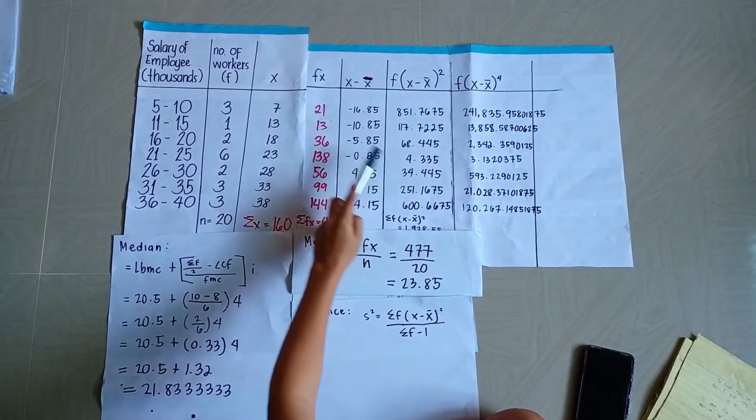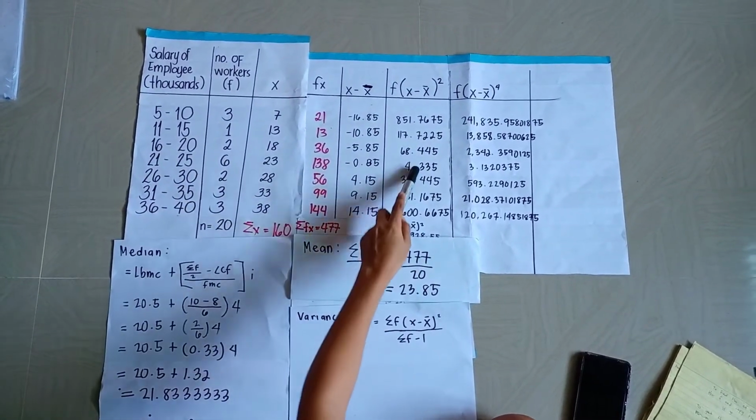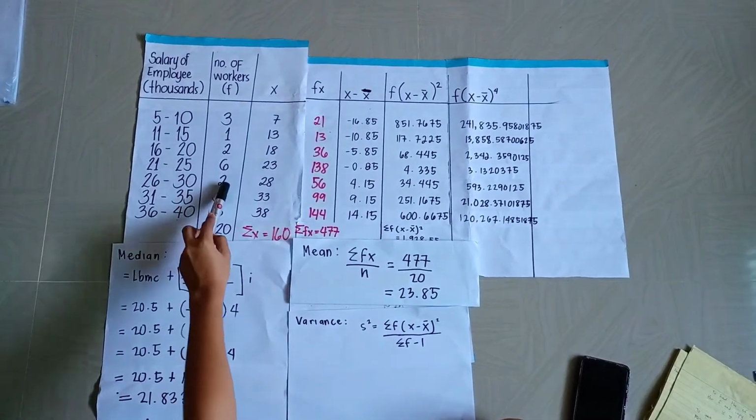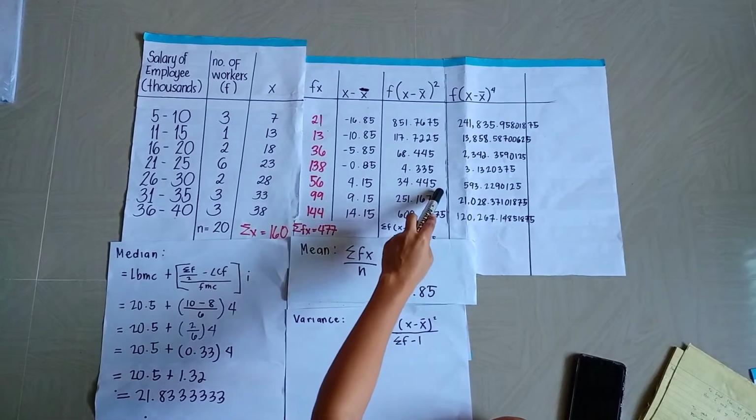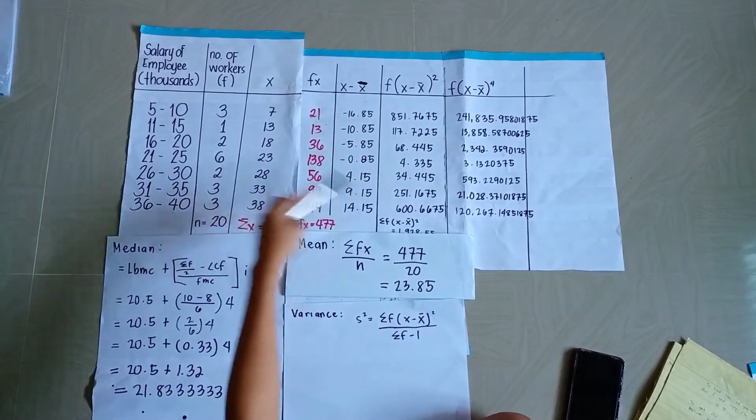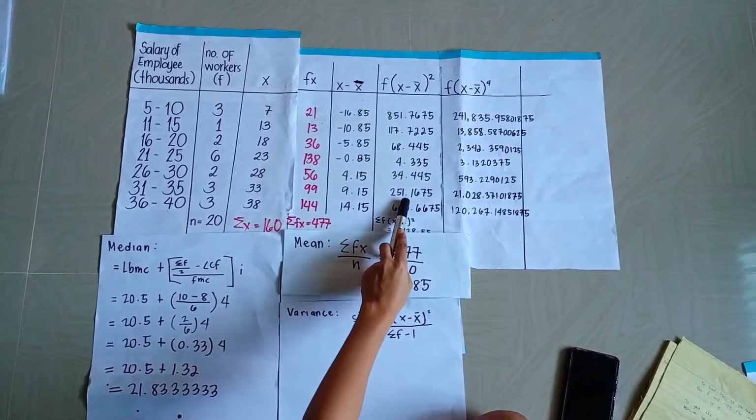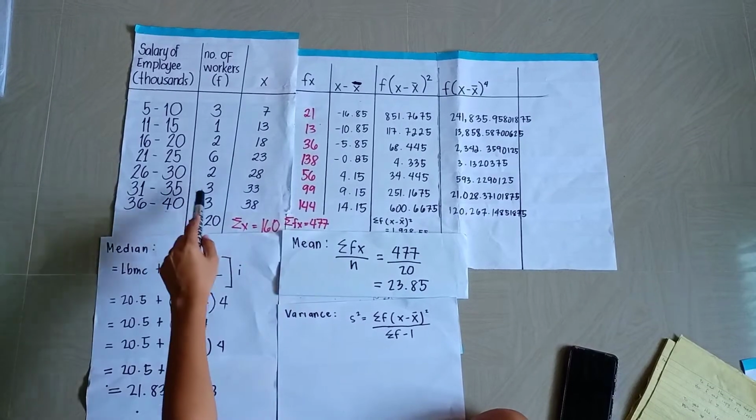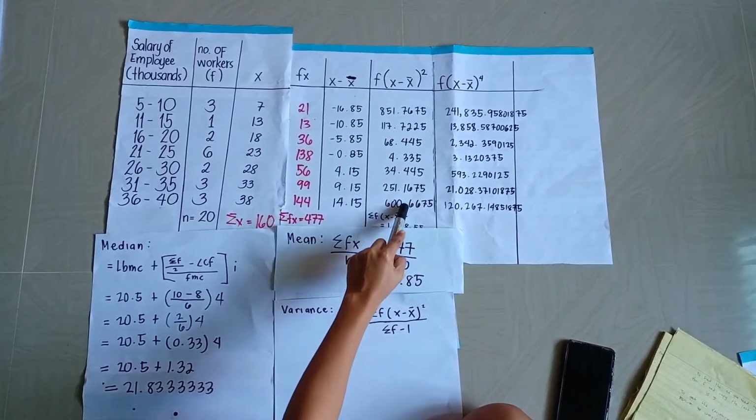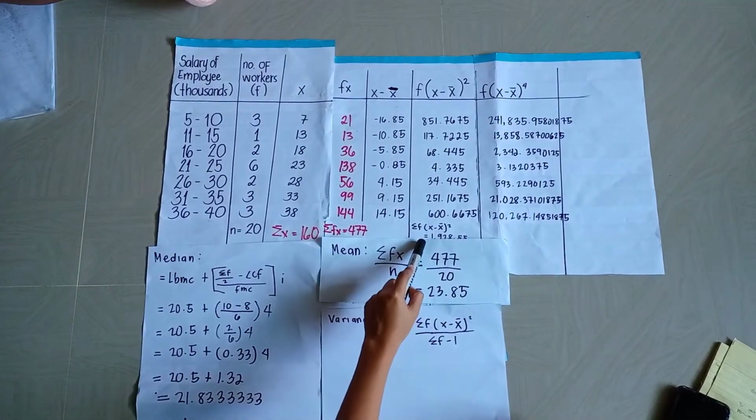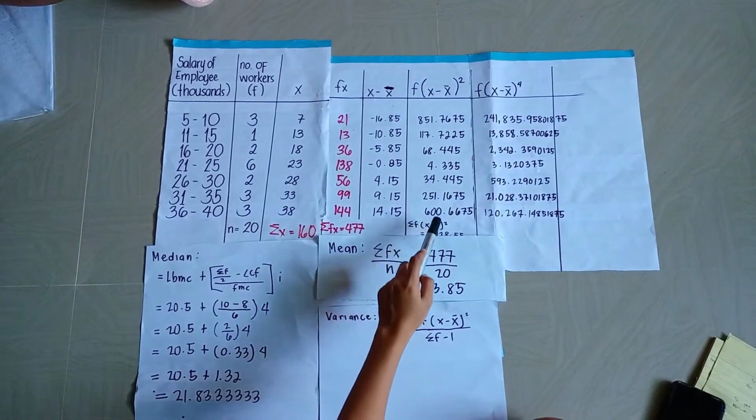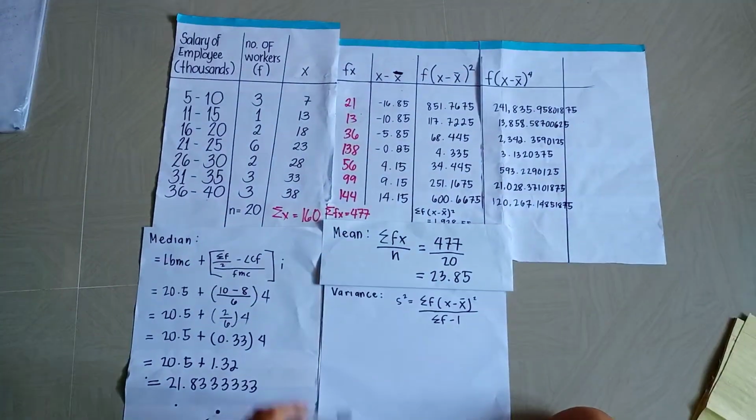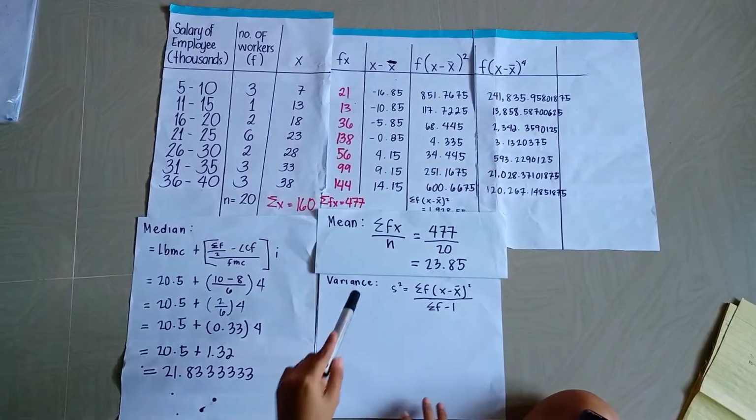And negative 0.85 squared times 6 is equal to 4.335. And 4.15 squared times 2 is equal to 34.445. 9.15 squared times 3 is equal to 251.1675. And the last, 14.15 squared times 3 is equal to 600.6675. The total of the summation of frequency times the quantity x minus mean squared is equal to 1928.55.